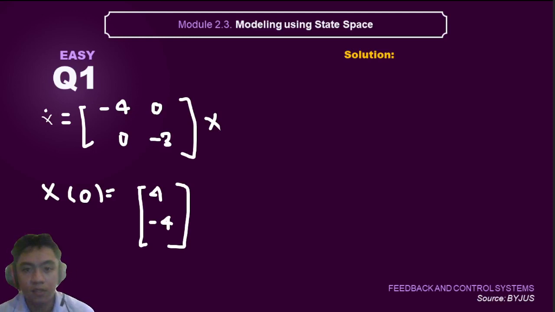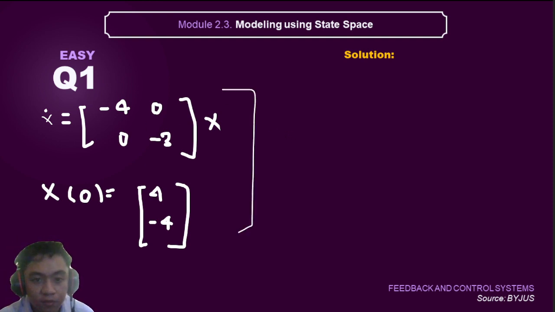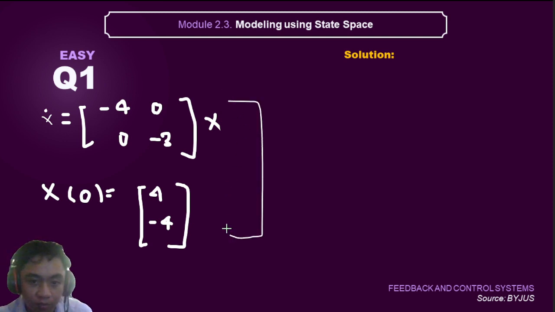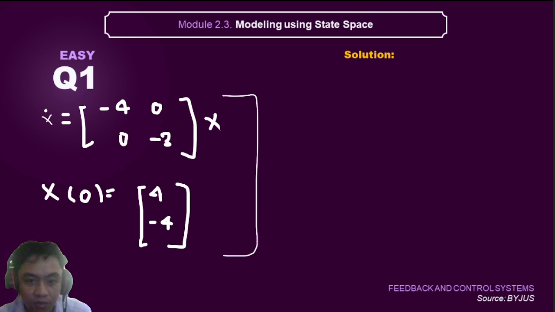Okay, so welcome to the first easy question for modeling using state space. This is a question. First, we're going to try and identify the zero input response of this state space equation system, the system with this state space equation.